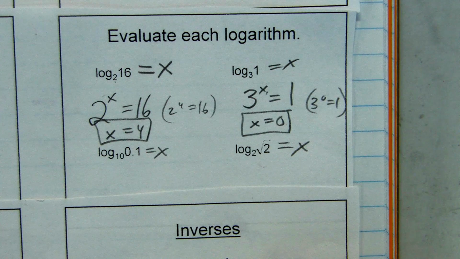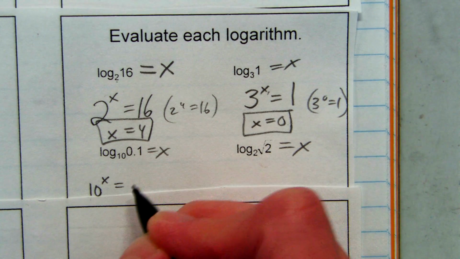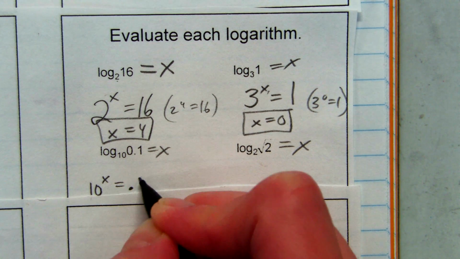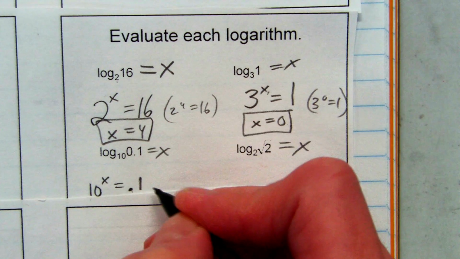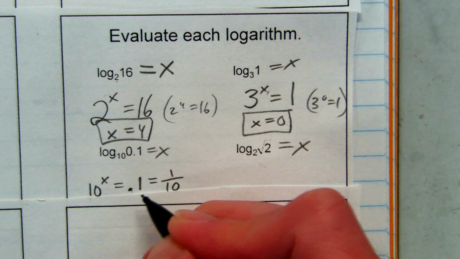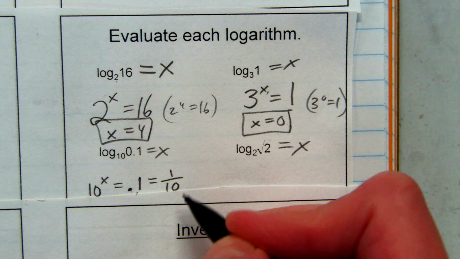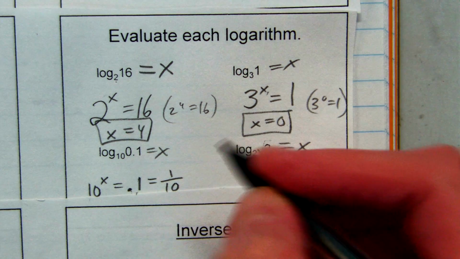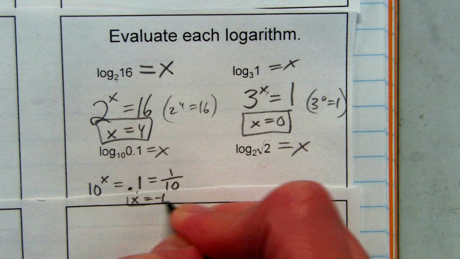All right, so let's look at the next one. So I have 10 to the x power equals 0.1. So this is now a decimal. You could also think of this as 1/10. You could think of it as decimal or fraction to solve this. So what power of 10 changes it to 1 over 10? Negative 1. So this would be x equals negative 1.